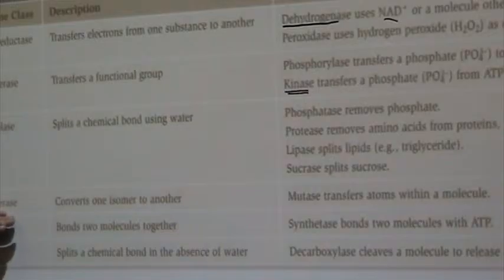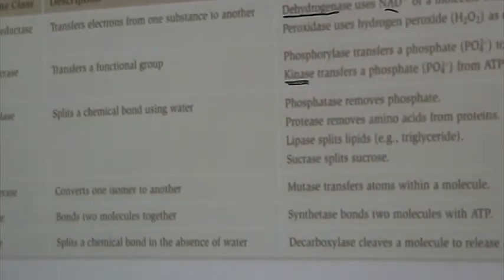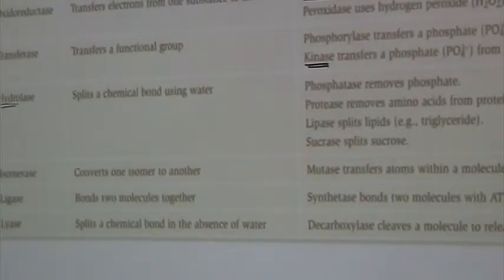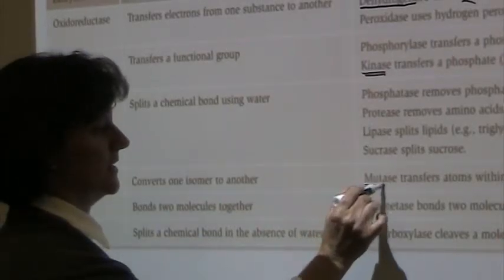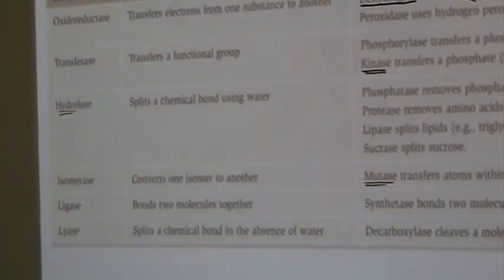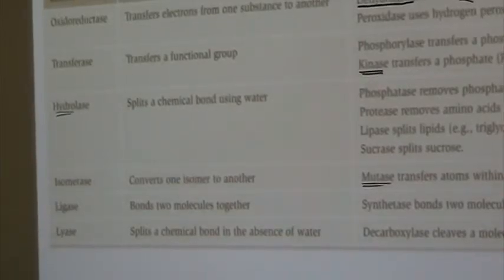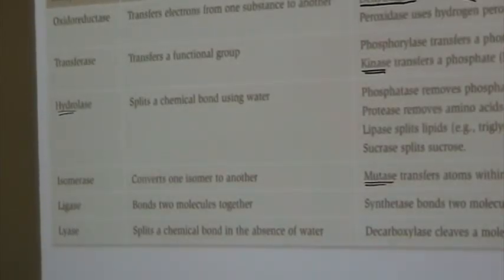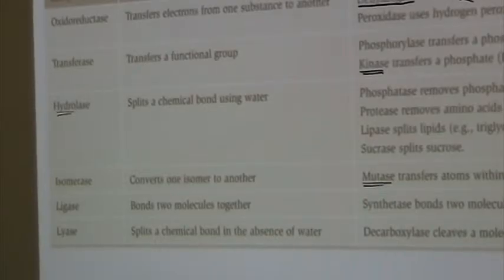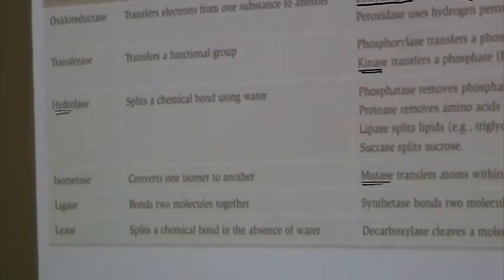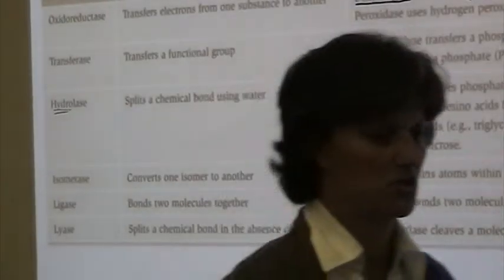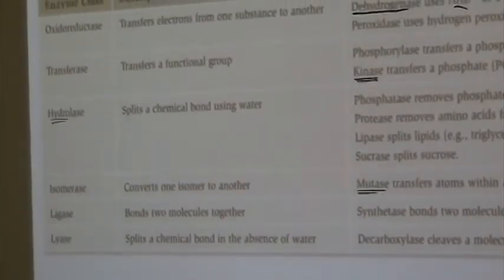What about an isomerase? It converts isomers. It just takes the molecule and rearranges it, like glucose to galactose or glucose to fructose. We're going to see some isomerases, and we're also going to see mutase, which is one type of isomerase. Ligate means to put together, like film. When you're editing a film, you'll cut it and then you ligate it. They're putting things together. And lyase is splitting the chemical bond in the absence of water. We don't worry too much about that for this next call.